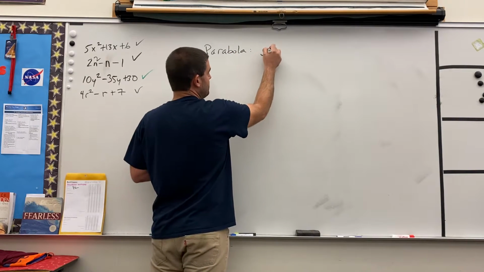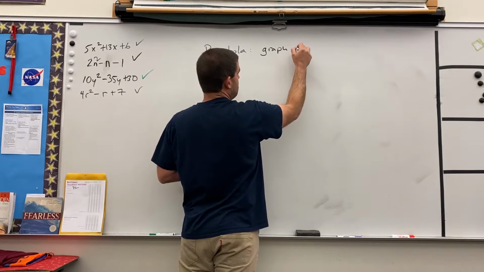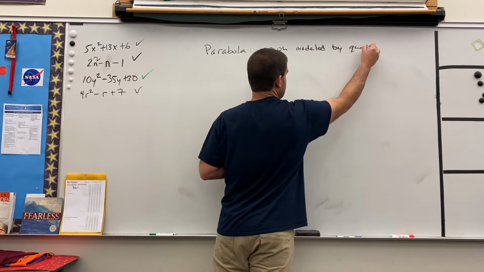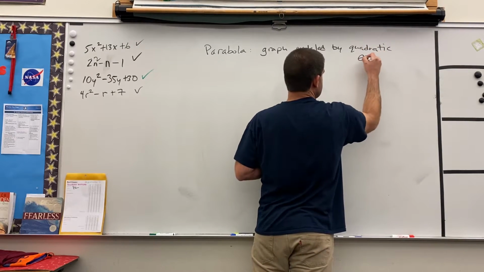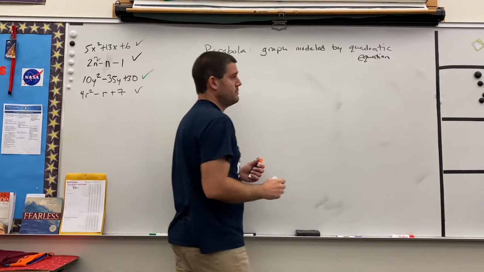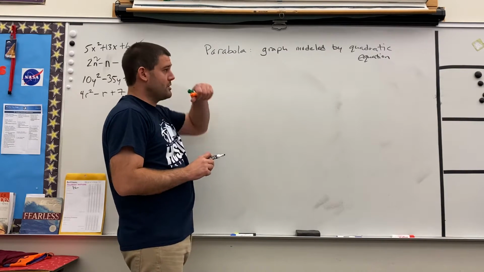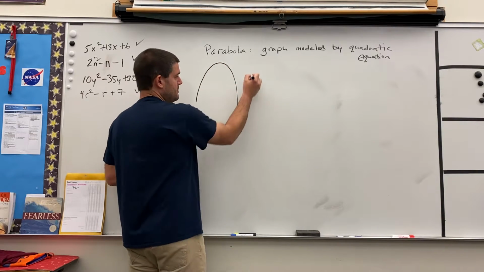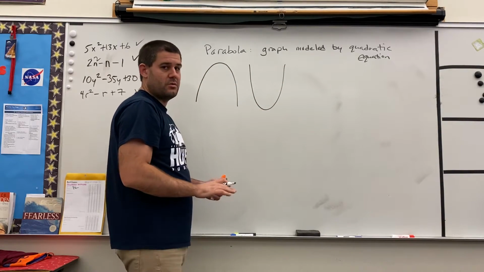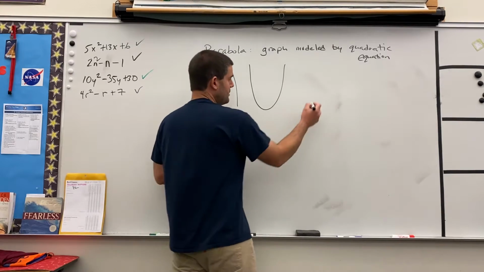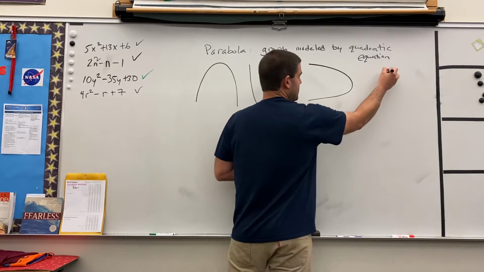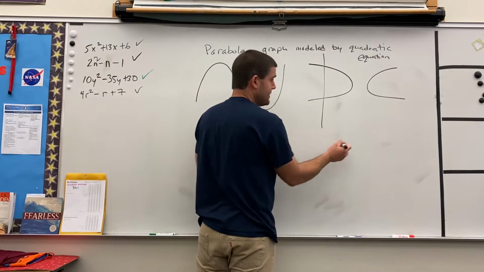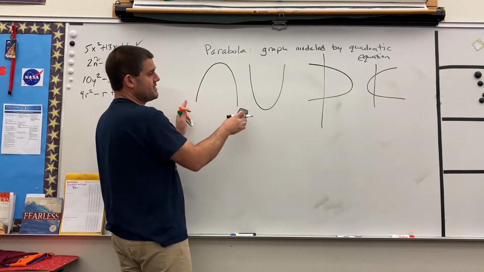Okay, so parabola, and it's a graph modeled by quadratic equations. Okay, a graph modeled by quadratic equations. Parabolas look like this, or they look like this, and then once you get several classes away from here, sometimes we even do parabolas like this. But those aren't functions because they don't pass the vertical line test. So we're going to deal with ones like these.